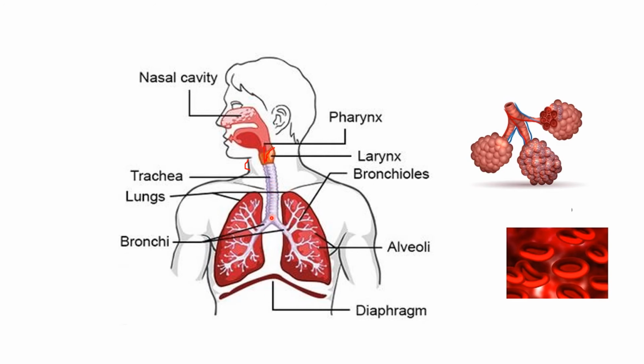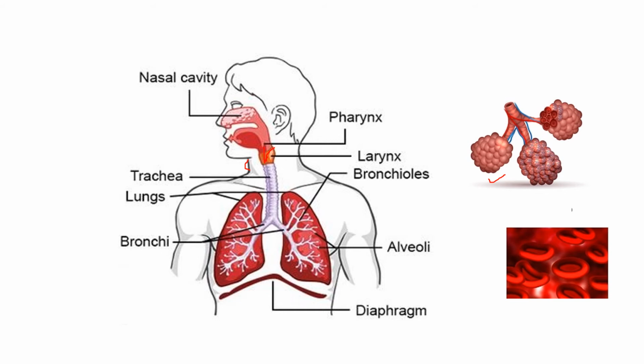Then air reaches the bronchi, and through these bronchi air reaches the bronchioles, and from the bronchioles it comes into the alveoli. This is the large structure of alveoli you can see here. These alveoli are balloon shaped. Why are these balloon shaped? So that if it is opened, it covers a large surface area.